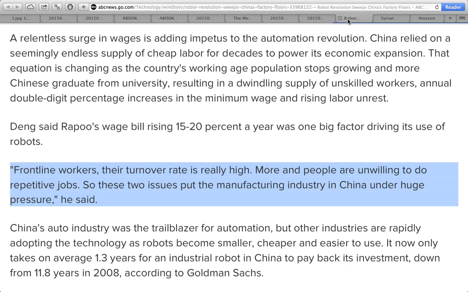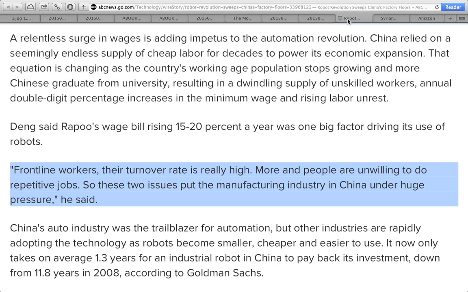And this is something that I've been mentioning actually for the past few videos. We're talking about automation. We're talking about robots. They're displacing our jobs. And what I want to say is a couple lines from this out of ABC. A relentless surge in wages is adding impetus to the automation revolution. China relied on seemingly endless supply of cheap labor for decades to power its economic expansion. I even talked about that in my book. But look at this. We're talking about a wage bill rising 15 to 20% a year was one big factor driving its use of robots.